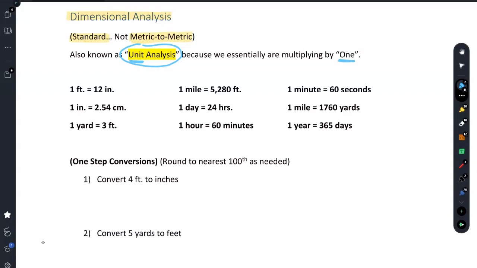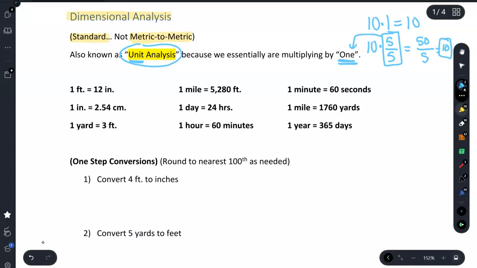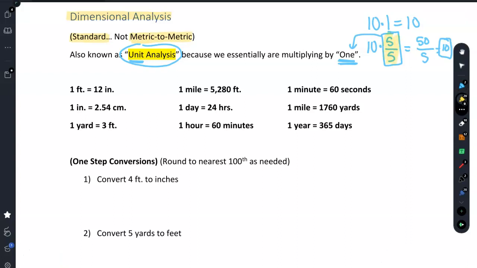So when I say multiplying by 1, if I had the number 10 and I multiplied it by 1, it's still 10. So we didn't change our original number. If I had the number 10 and I multiplied it by the fraction 5 over 5, we know that the fraction 5 over 5 is just 1. So it would change it to 50 over 5, which would eventually go back to 10, and we didn't change the value. So we're multiplying by 1, but 1 is often hidden in some form of a fraction like 5 over 5.